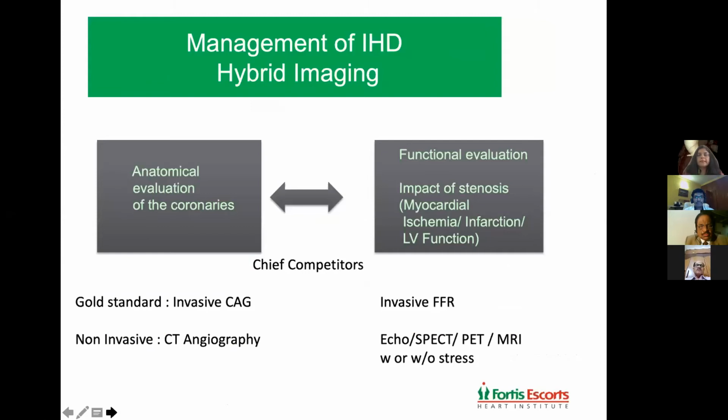The second part of the management of ischemic heart disease is the functional imaging, because we need a hybrid imaging. We want both the anatomical and the functional aspect. So when we look at the functional aspect, we're talking about the impact of the stenosis in myocardial ischemia, infarction, LV function. And here, while the gold standard is the invasive FFR, we have the non-invasive competitors such as echo, SPECT, PET, MRI, with and without stress.